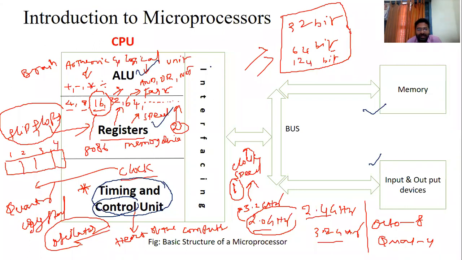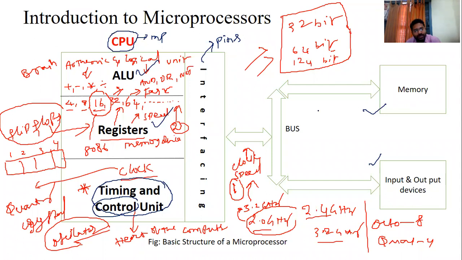Now what is this interfacing? Interfacing is nothing but the pins. By using these pins, you connect the microprocessor. Microprocessor is only the CPU. As I said, the microprocessor has no memory as well as no input output devices.